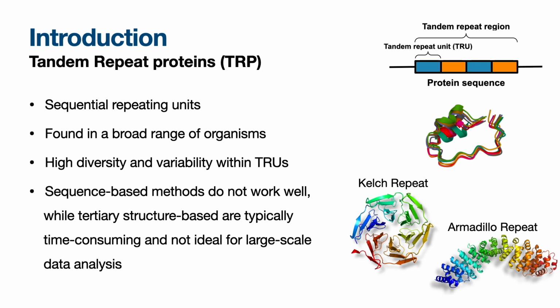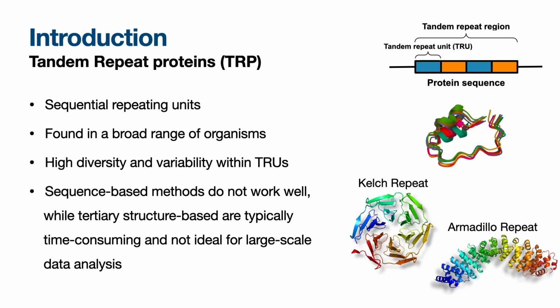So, let's go. Tandem repeat proteins, or TRP, are proteins characterized by sequential repeating units known as tandem repeat units, or TRUs. Those TRUs can be superimposed in the three-dimensional space. TRP are found in a broad range of organisms and are very diverse. Significant examples of TRP include the beta-propeller folds, which play a crucial role in protein-protein interaction and various cellular functions, and armadillo repeat, also involved in mediating protein-protein interaction.